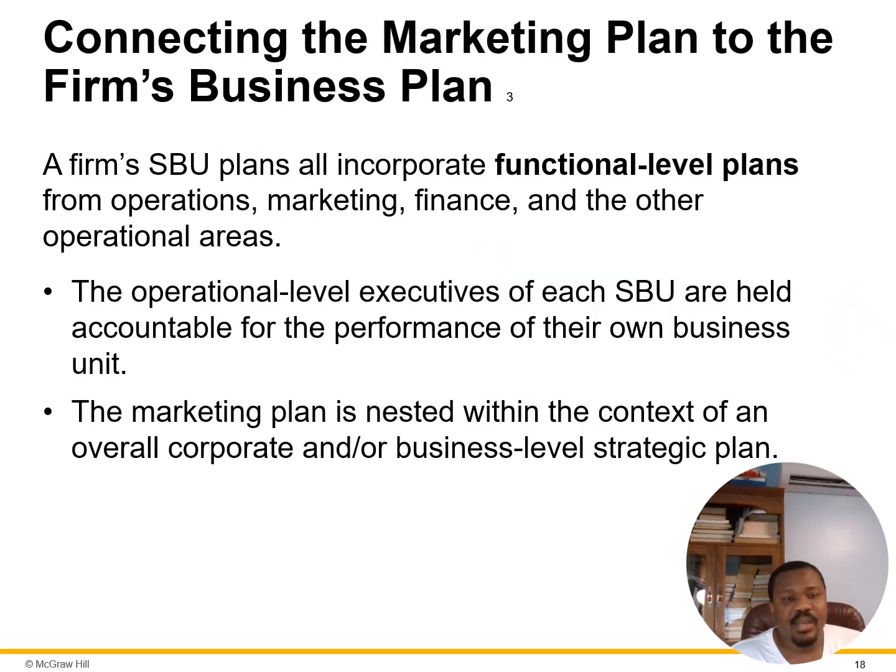Now, what do we say? We say that a firm's strategic business unit plans all the corporate functional level plans. The functional level plans at every department are driven by the firm's strategic business unit, from operations, marketing, finance, and the other operational areas.